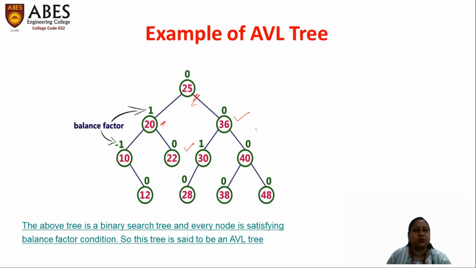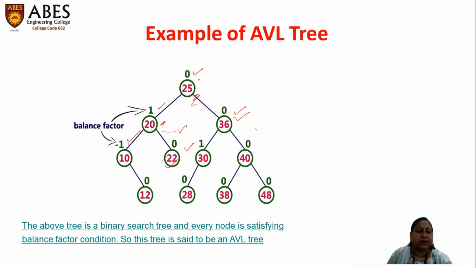But let's check whether it is an AVL tree or not. Yes, it is an AVL tree because we have calculated the balance factor earlier. The balance factor of the top node is 0. The balance factor of the left node is 1, -1, 0, 0, 0. How have we calculated this balance factor?